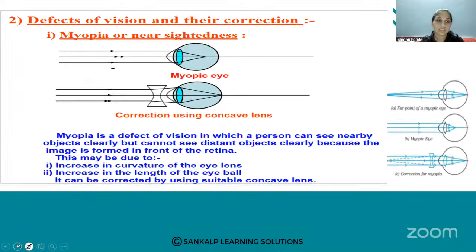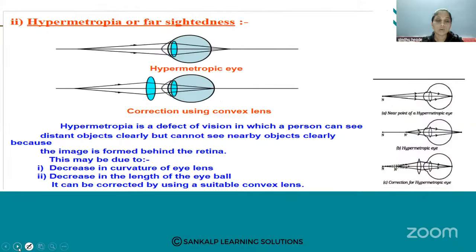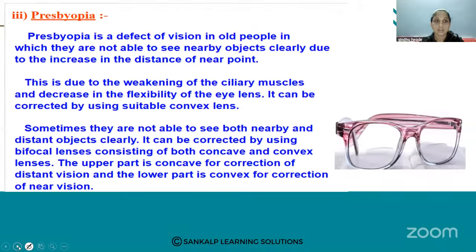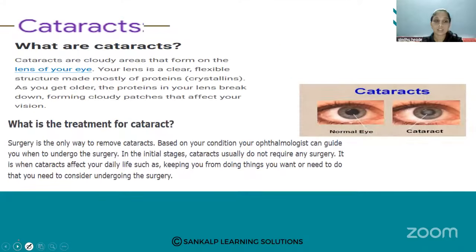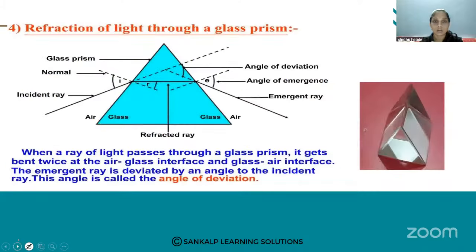Then we studied what is the main reason for the defects of vision, right? What is the cause of myopia, what is the reason for hypermetropia, what is the reason for presbyopia, and how to correct all these defects. All of that is completed, right?